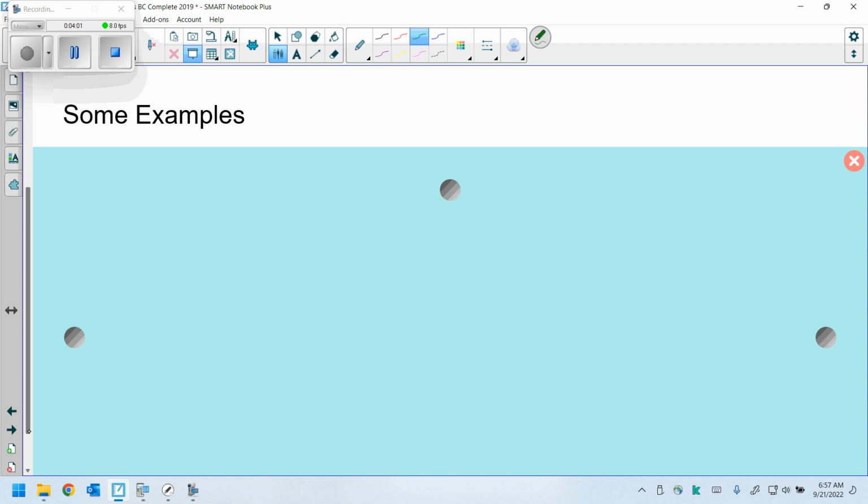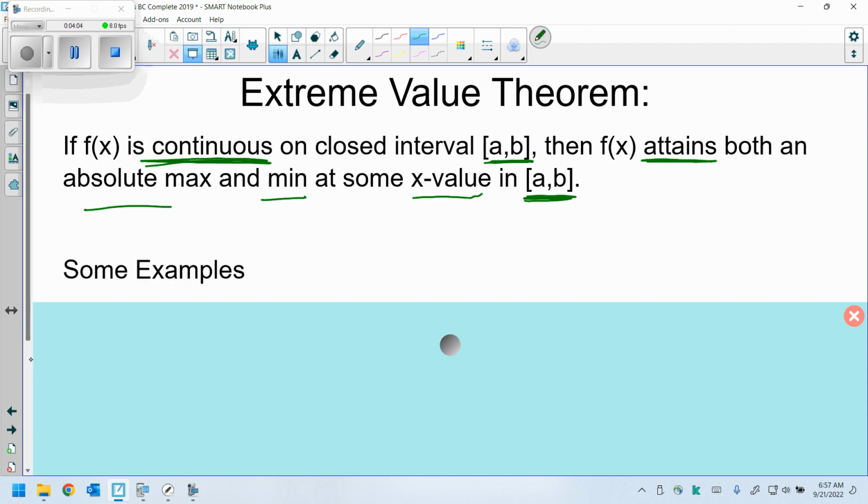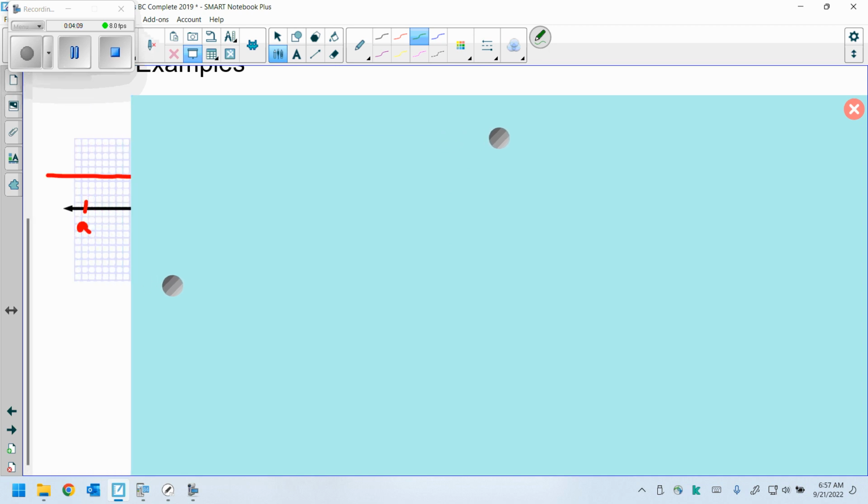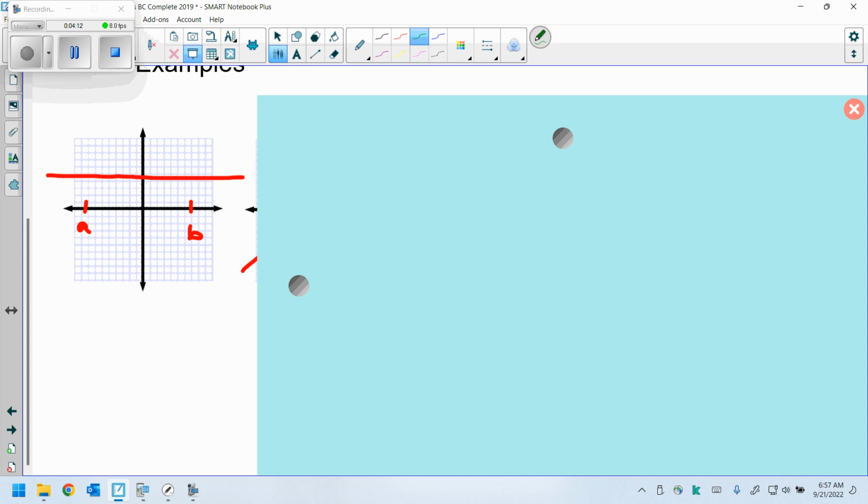Now what does that look like? Well, what if we have a constant function? If we have a constant function, then from A to B, starting at A, going over to B, this thing does have a biggest y value, and it has a smallest y value. It just happens to be the exact same number. So, since it's continuous on a closed interval, there is an absolute max and an absolute min.